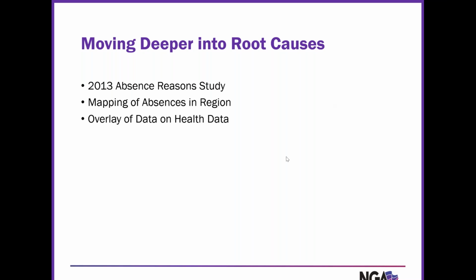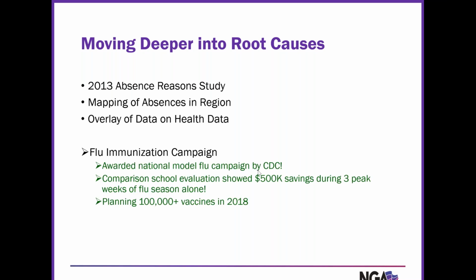Based on that, we really wanted to understand the interchange between health and attendance, and we found that the overarching reason, for almost half of all absences, was acute illness. So we overlaid that on our flu data and determined that the peaks in absences exactly overlaid the peaks in flu instances. And so we started a flu immunization campaign, which now has won national awards. We were able to demonstrate that we saved $500,000 last year just in the 3 peak weeks of flu season for those schools that took part in the flu vaccination campaign.